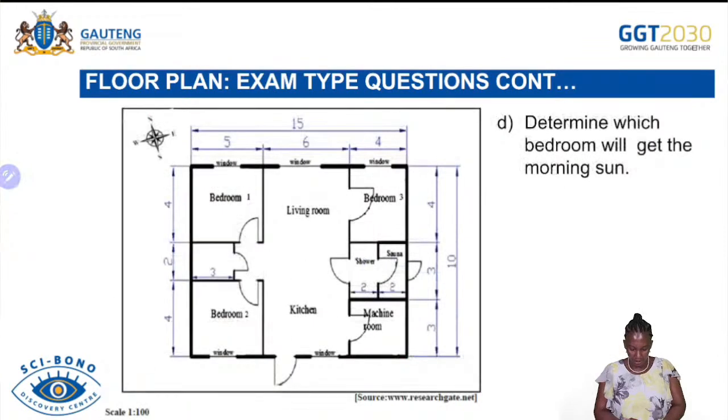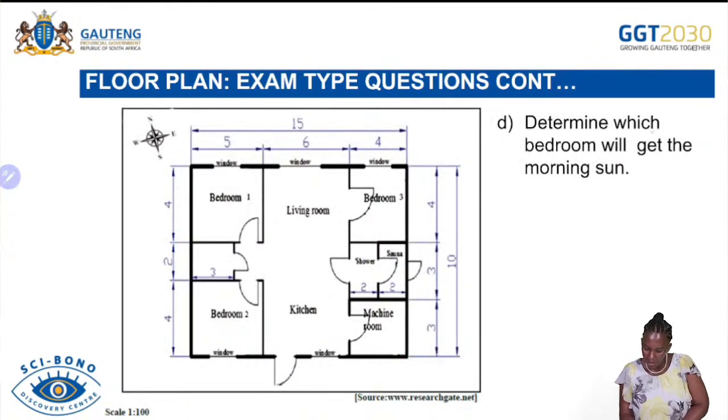I hope you got it correct, boys and girls. And then it says, determine which bedroom will get the morning sun. And we said the sun rises from the east and sets in the west. So now we want to know which bedroom will get the morning sun. And as you can see here, it says bedroom. It doesn't say bedrooms. That's keyword number one. It says bedroom, not bedrooms.